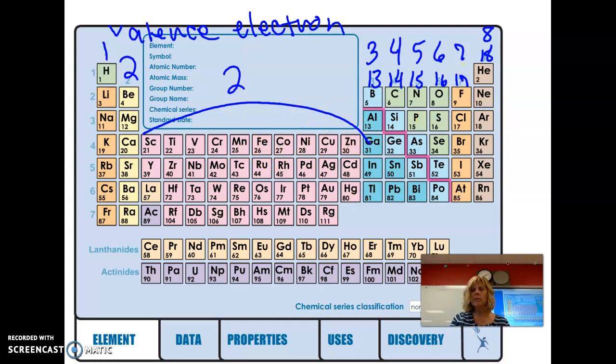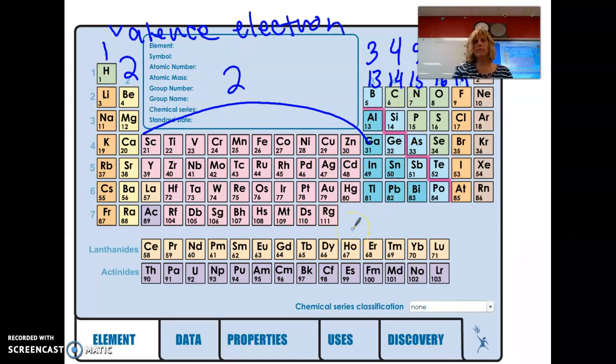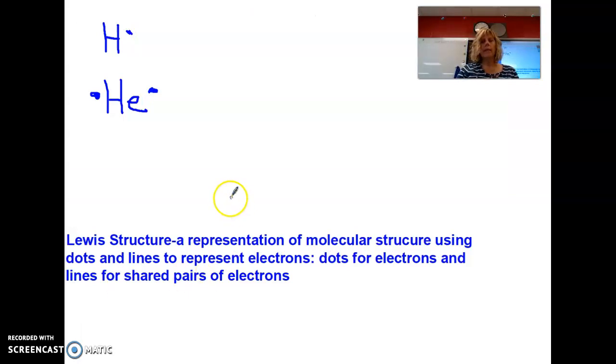I know we went over this, but I also know it's been a while. Just remember the format of how we find that out and then how we represent that. For example, silicon has 4 valence electrons, phosphorus has 5 valence electrons, carbon has 4 valence electrons, and so on. So let's look at carbon really quickly.